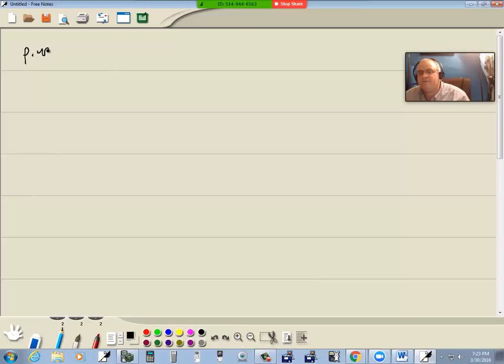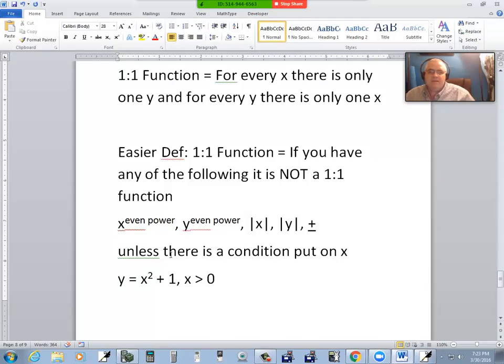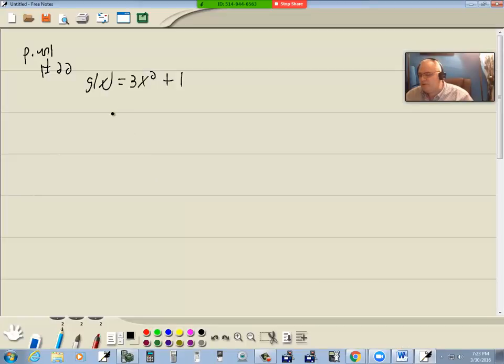This is on page 401, number 22. We got g of x is equal to 3x squared plus 1. It has x to an even power. So in response to asking if it's one-to-one, this is not one-to-one.